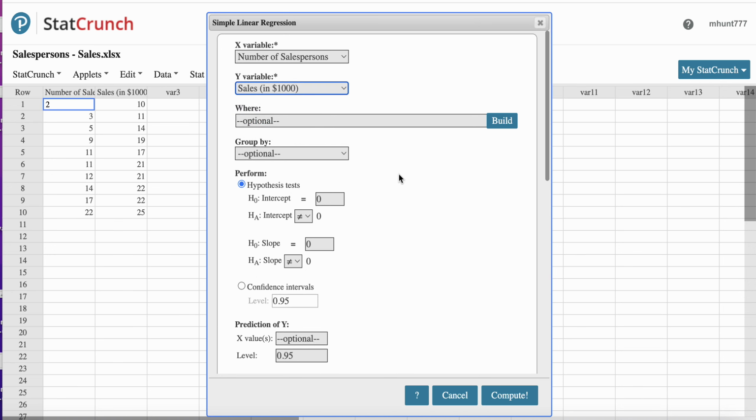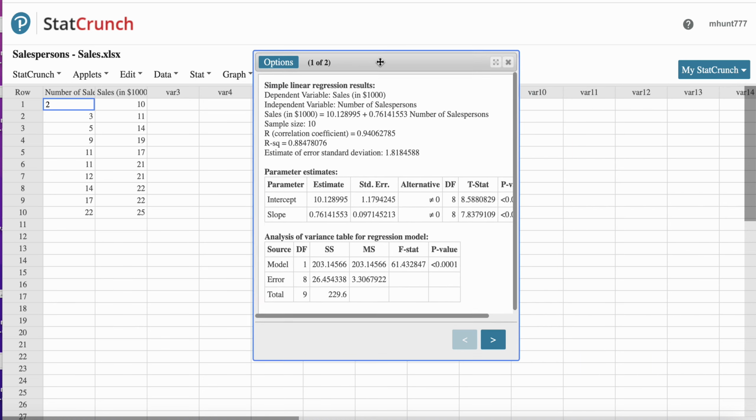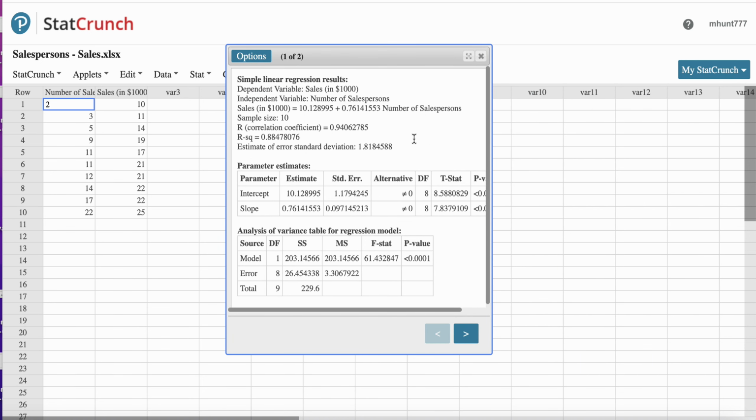I don't know whether you remember this, but I used this as an example in one of my videos. So we're going to compute, and we get a lot of important information. For one thing, we get the simple linear regression equation.